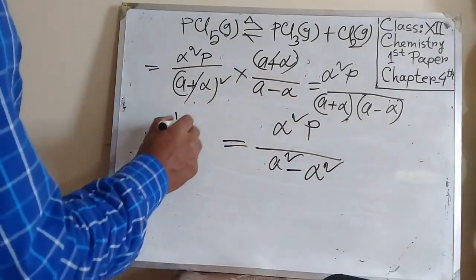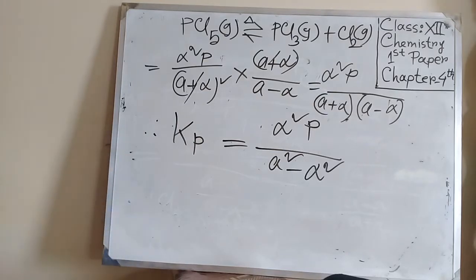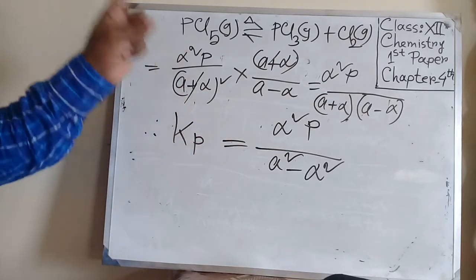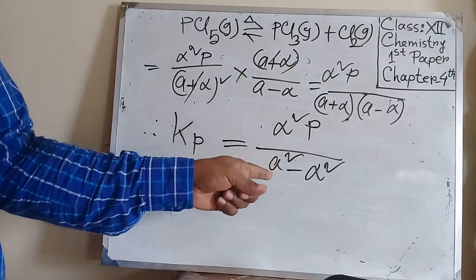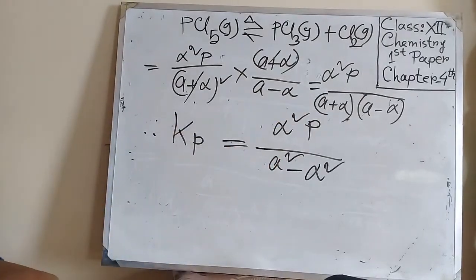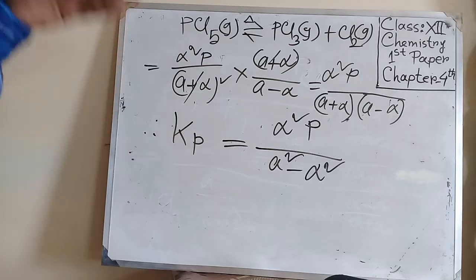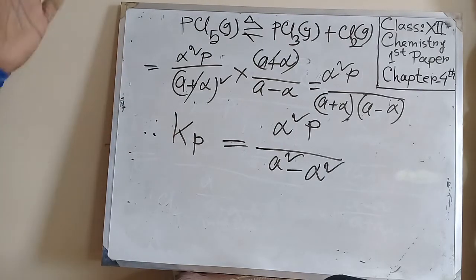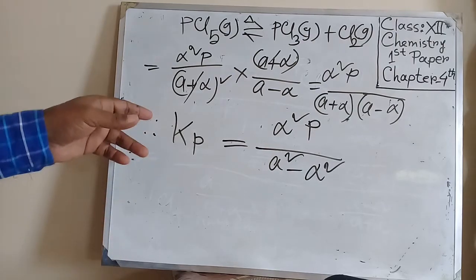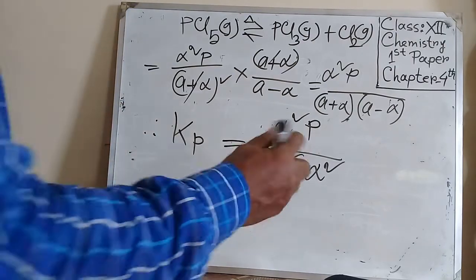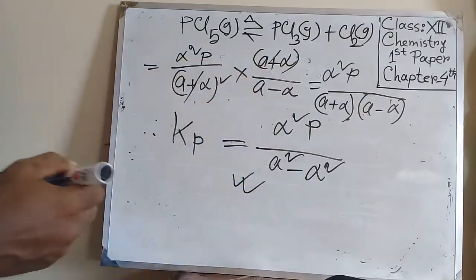So the equilibrium constant in partial pressure for the dissociation of phosphorus pentachloride is this one: Kp equals alpha squared P divided by A squared minus alpha squared. Using this we can solve mathematical problems based on this reaction. We will discuss this type of problem later. So up to this, the equation for Kp.